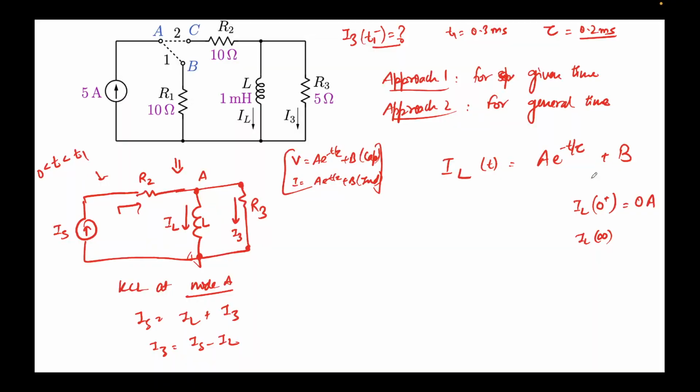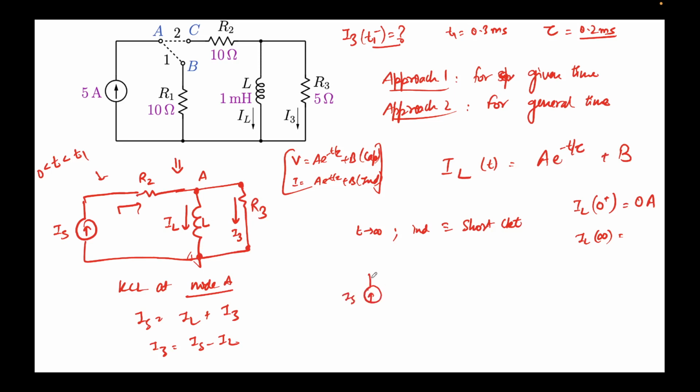Okay, so we know that when t tends to infinity, the inductor is equivalent to a short circuit. So let's draw how this circuit will look when t tends to infinity. Note that although we are stopping at t equal to t1, this expression is valid for this time, but the constants A and B are determined as if this is running for time t equal to infinity.